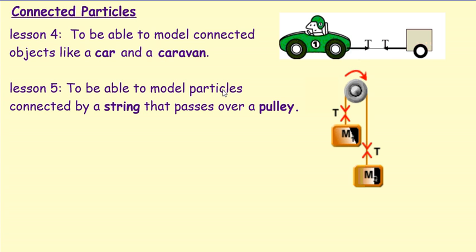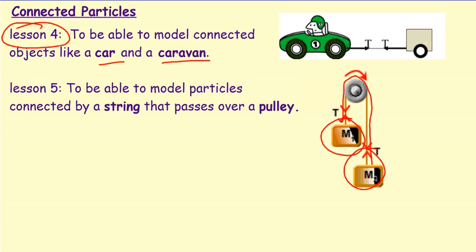We're going to now look at two problems where we've got a car pulling a caravan or a trailer, or two objects connected by some string over a smooth pulley. So we're going to look at cars and caravans in this lesson, and then in the next recording we'll do objects connected with a string over a pulley.